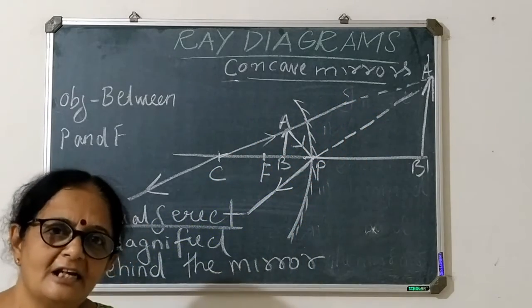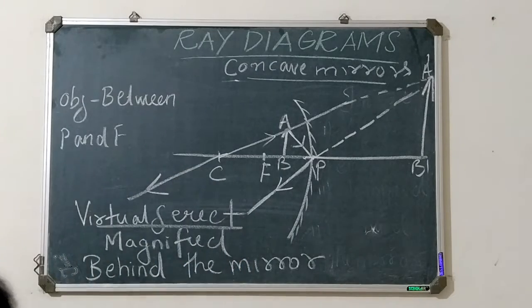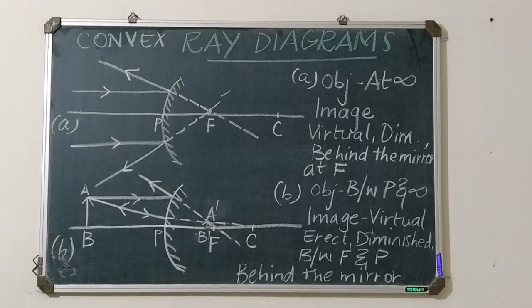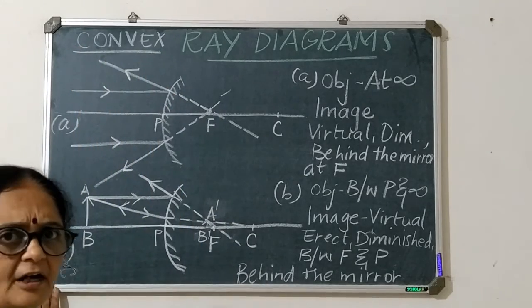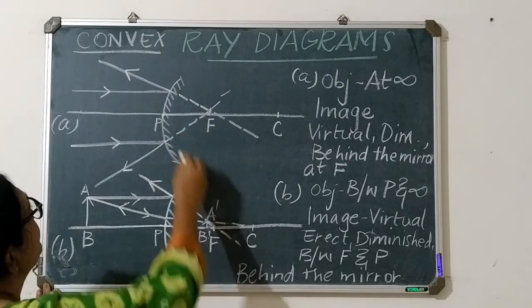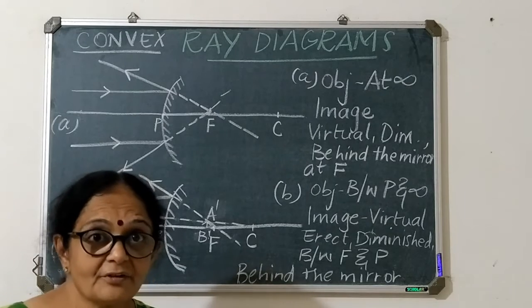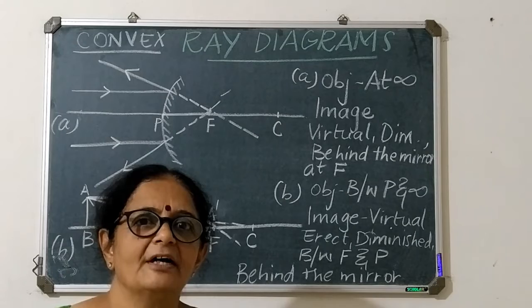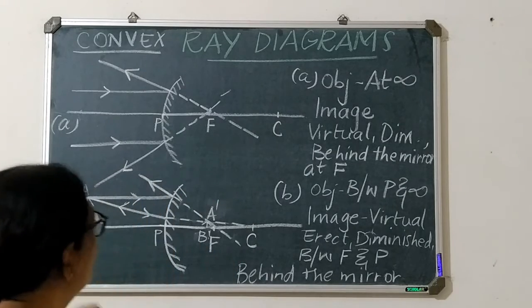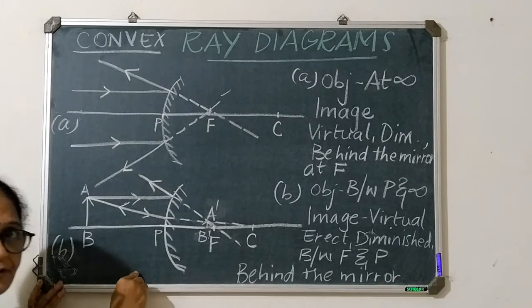Now only last two diagrams for convex mirror. Now images formed by convex mirror. Till now we have seen all images for concave mirrors. Now we are going to see for convex mirrors. Convex mirror is very simple. Why? Because we are going to talk only about two criteria as far as convex mirror is concerned, which I have already drawn for you.